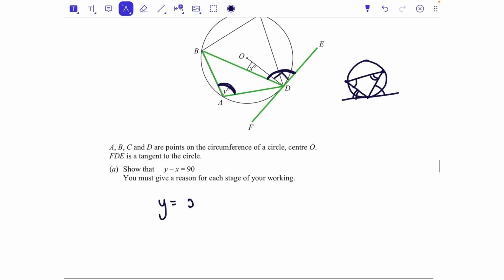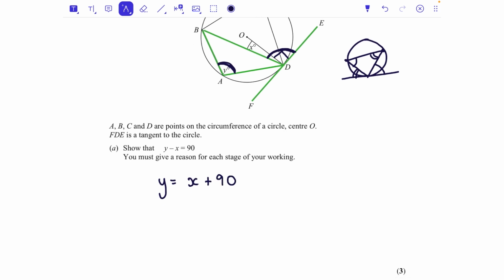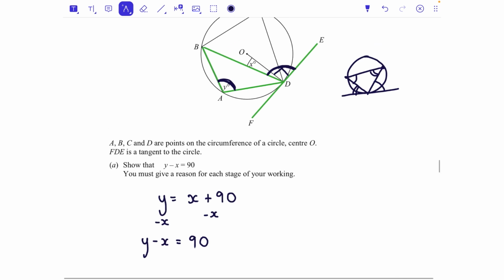So that is x add 90. And then if we rearrange that, we can take x away from both sides, then y minus x equals 90. That's just one way to do that question. There are lots of other ways.